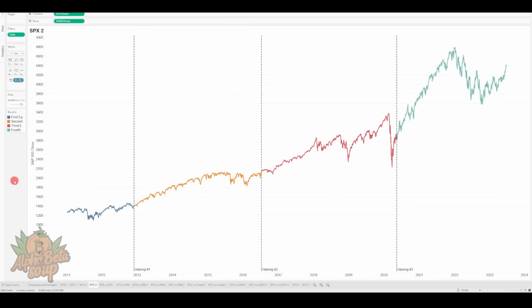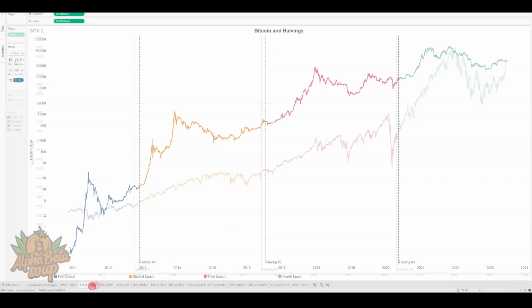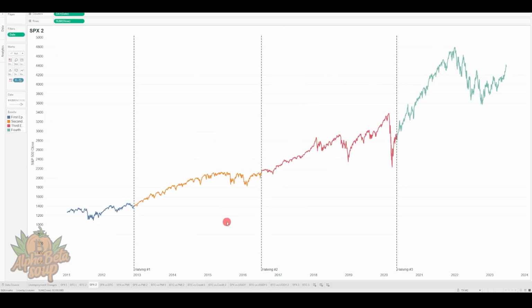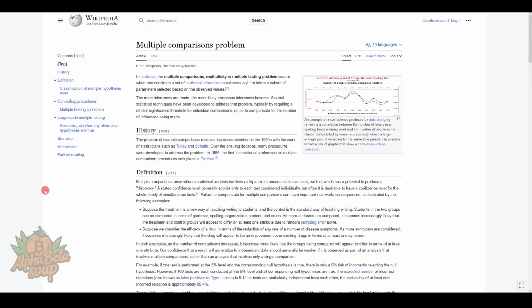Now, interestingly, the S&P also has some curious things about it when we look through the exact same lens. These are the Bitcoin halvings. Here's the S&P with the Bitcoin halvings overlaid on top of it. Now, some people, when they see this, immediately dismiss this analysis as part of what's called the multiple comparisons problem. The multiple comparisons problem is something that comes up in statistics, and basically it suggests that the more variables you throw into a model, the more likely you are to pull out irrelevant conclusions. The more likely you are to find spurious relationships between data points.